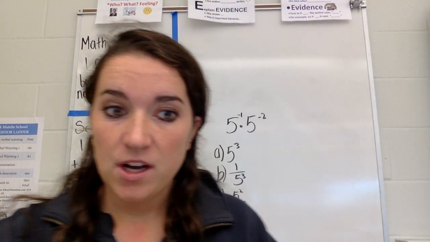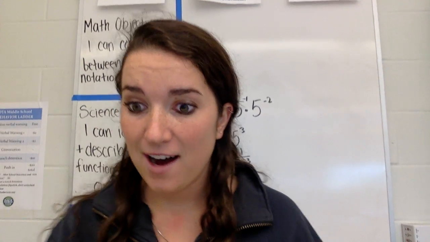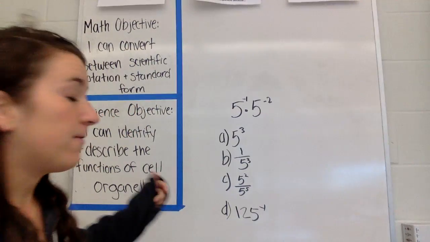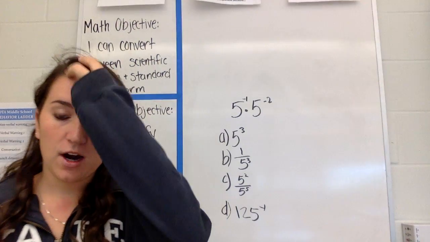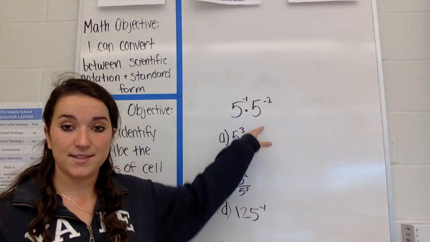Hello, 8th graders. So this is the extension worksheet where we are going to continue working on exponents. So the first question says, which of the following are equivalent to 5 to the negative first power times 5 to the negative second power?